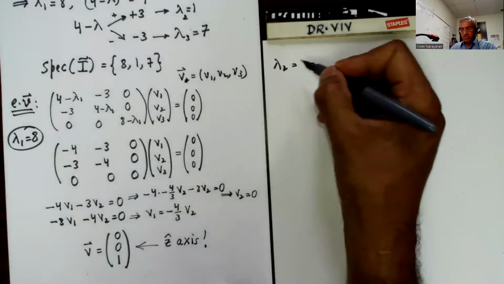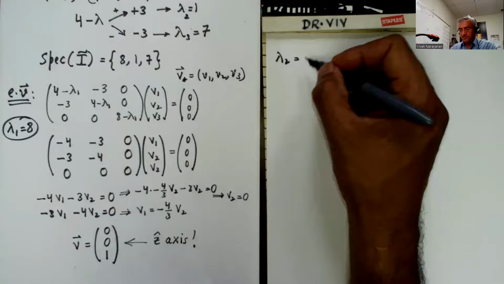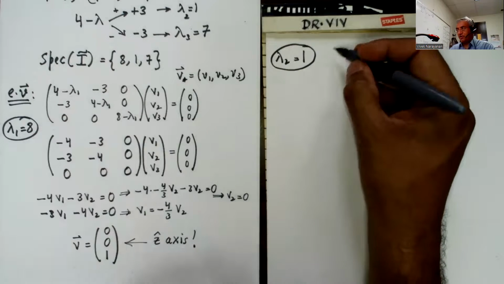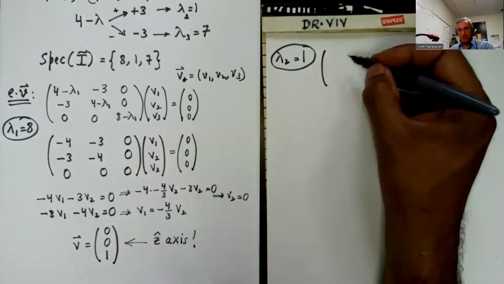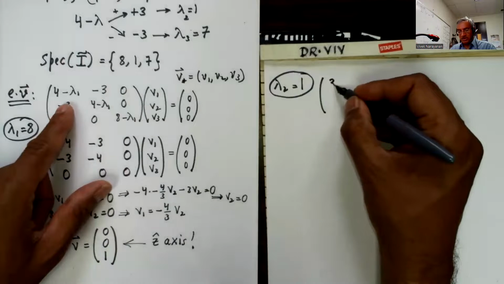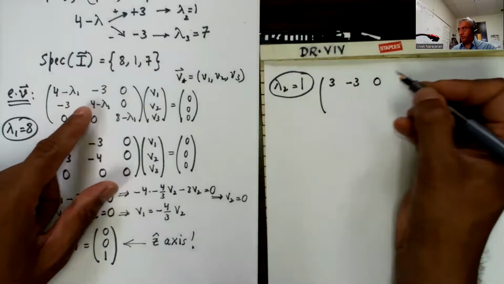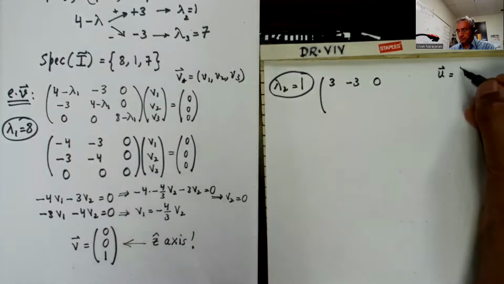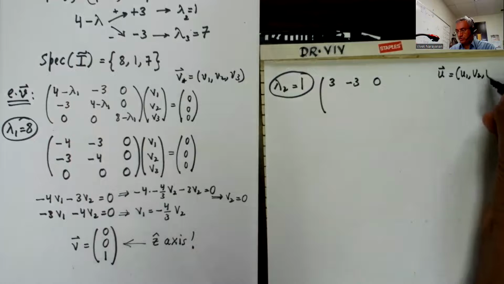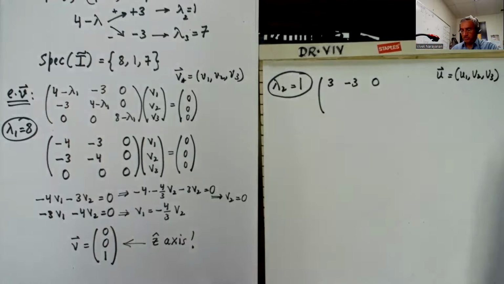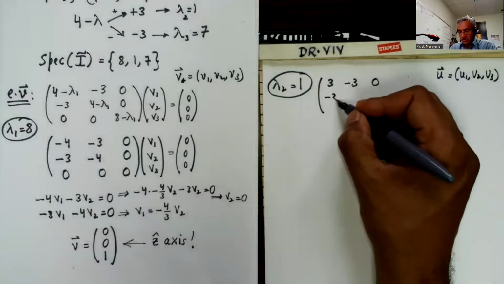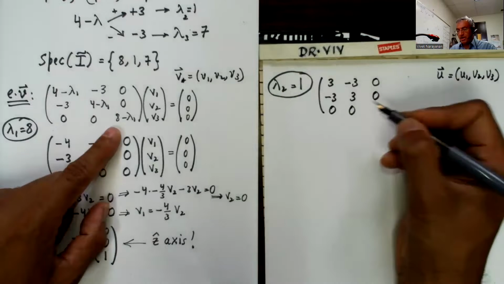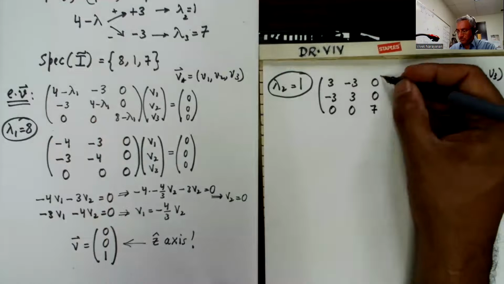Lambda 2 equals, let's try 1. All I have to do is put 1 there. So I'm just going to do it rather than write it out. It's 3, 0. And this eigenvector I'll call by the symbol u. Going to have u1, u2, and u3 as the components. And then I have 0, 0, 8 minus 1, which is 7.